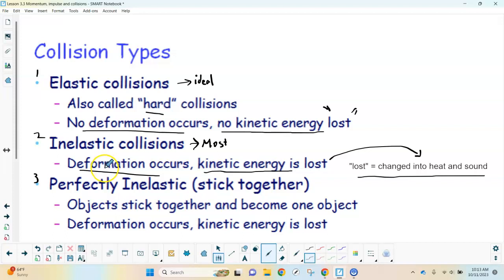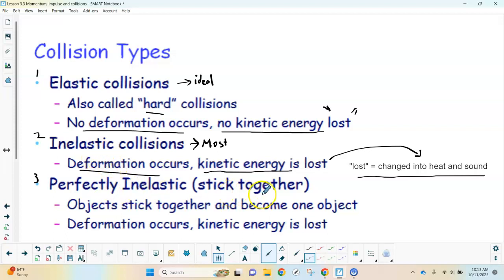Deformation isn't necessarily permanent. Deformation occurs when you run into something. Imagine you're walking down a crowded hallway and you bump shoulders with somebody. When you push shoulder to shoulder, your shoulder gets pushed in, like there's a deformation there, but it doesn't stay permanently dented, right? It returns to its original shape. That's okay. That's deformation, and that would be inelastic.